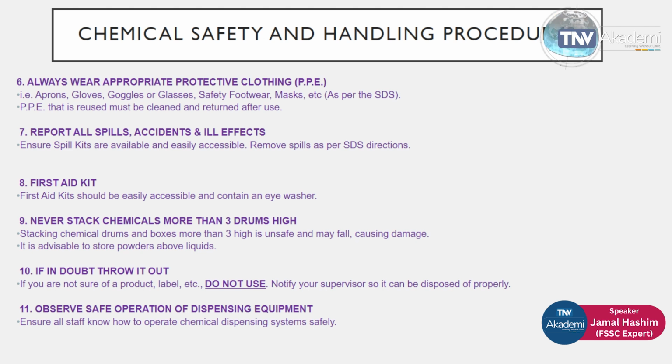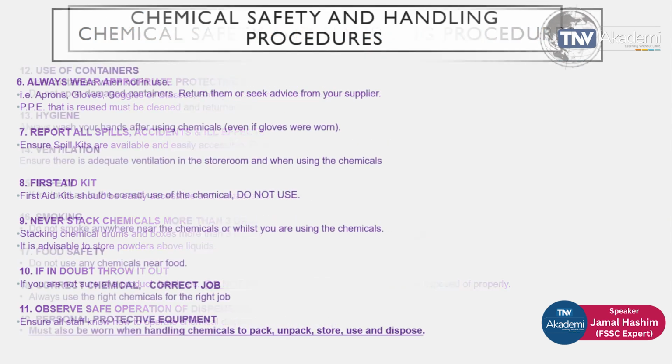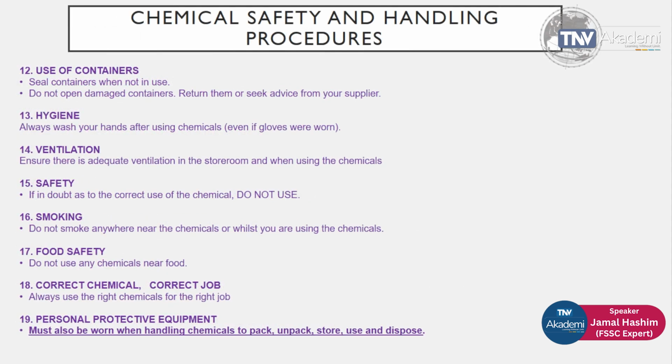Observe safe operation of dispensing equipment. Ensure all staff know how to operate the chemical dispensing system safely. Number 12, use of containers. Seal containers when not in use. Do not open damaged containers; return them or seek advice from the supplier. Hygiene: always wash your hands after using chemicals even if gloves were worn. Ventilation: ensure there is adequate ventilation in the storeroom and when using the chemicals. Safety: if in doubt as to the correct use of a chemical, do not use it.